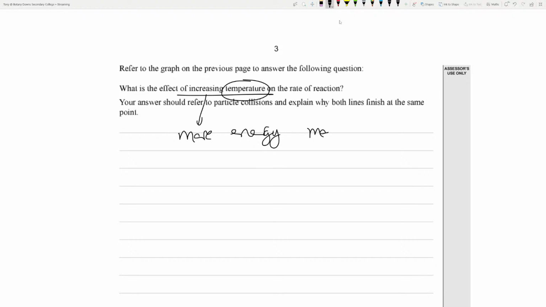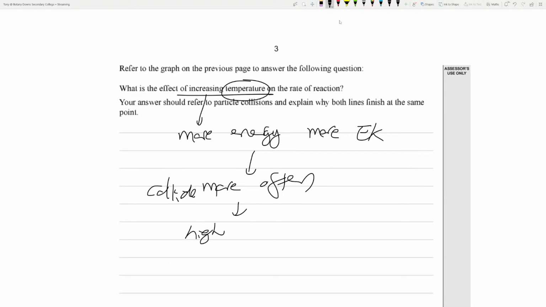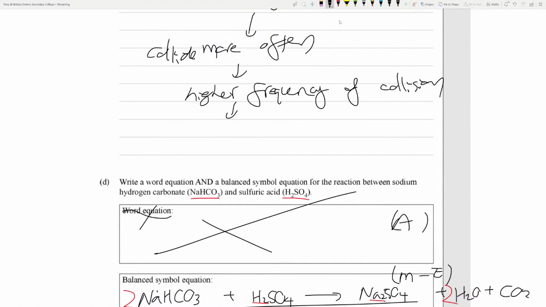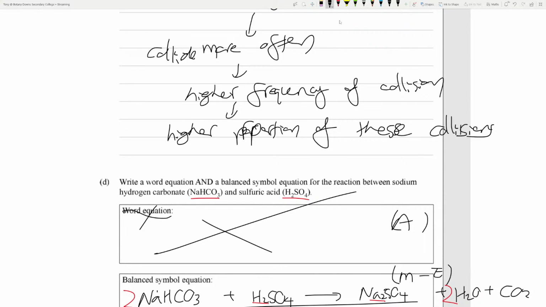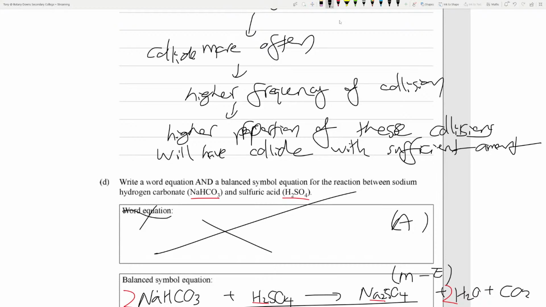So there's more EK. The particles are running around with more EK, so that means they are going to collide more often. If they collide more often because they run around more, that means you have a higher frequency of collisions. And then the next thing is that because they're colliding with more energy, a higher proportion of these collisions will collide with a sufficient amount of energy, due to greater EK.